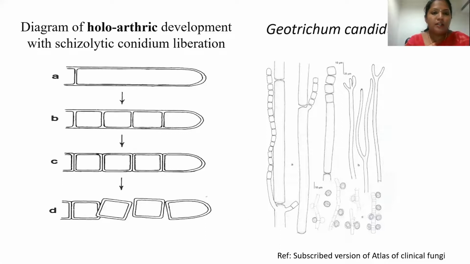So next is holoarthric development. Holoarthric development means this is the conidiogenous cell. Here the arthrospores will be formed, and schizolytic is the term. Schizolytic means they will be released by production of the double septum. A double septum will be there, so there will not be any lysis. After the formation of the double septum, it will get detached. This type occurs in Geotrichum species.